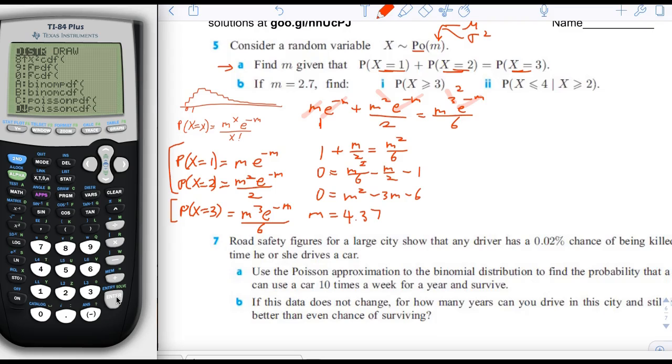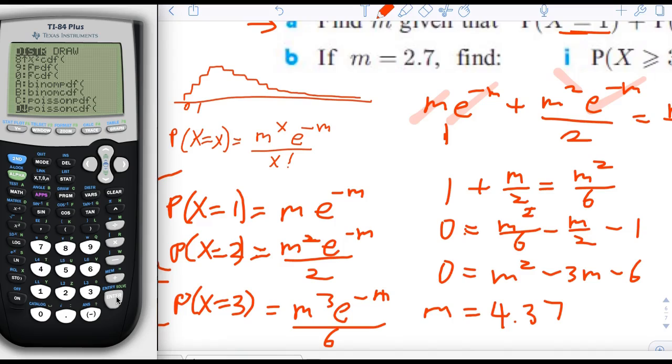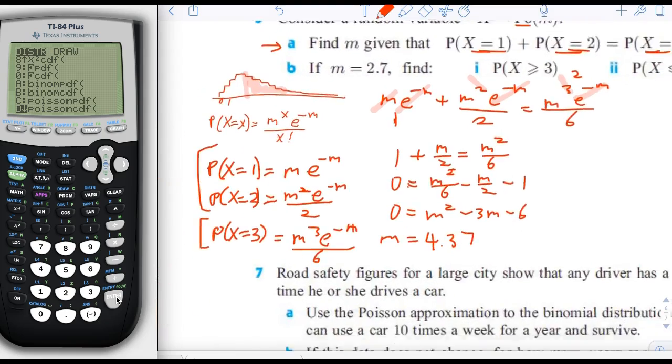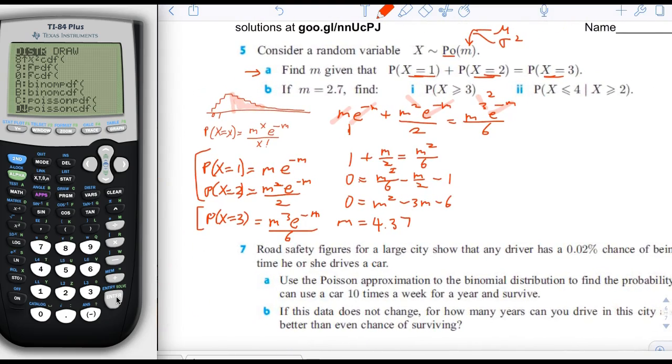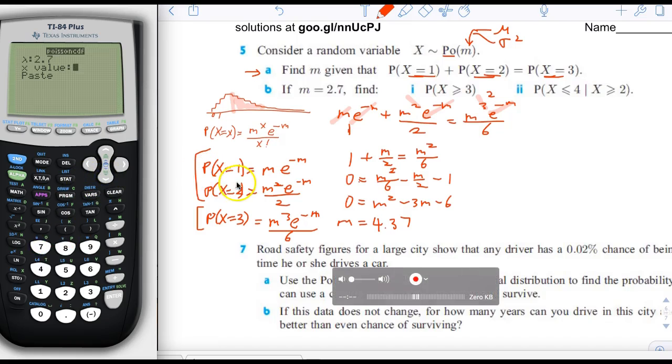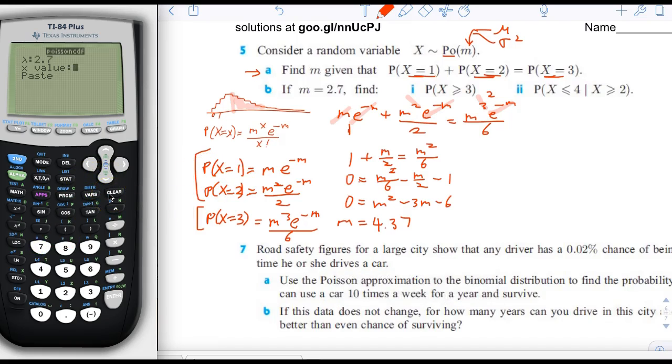Because we want to calculate greater than or equal to 3, which is a large section of this. If we're going to calculate a large section, we should use CDF, not PDF. PDF only calculates 1 bar. So we're going to do CDF, and our lambda value is what they're talking about as m, so we're going to put 2.7. And then for the x value, we're not going to actually put 3, because 3 is greater than or equal to 3.